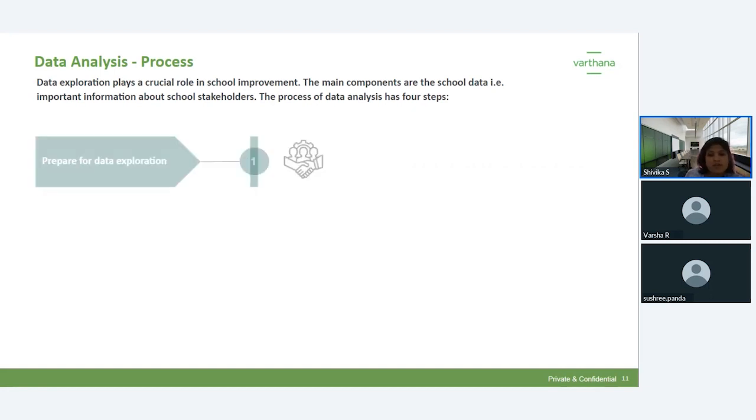The process of data analysis has four steps. First, it's important to prepare for the data exploration. You need to set a timeline for when you want to do the data collection, how you want to do it, what tool you will be using, who will be doing it, what sort of questions you'll be asking, what type of data you're looking at, and what type of data analysis you'll be focusing on. So set clear guidelines and targets for what you're going to achieve, what you're looking for, and prepare your tools accordingly.